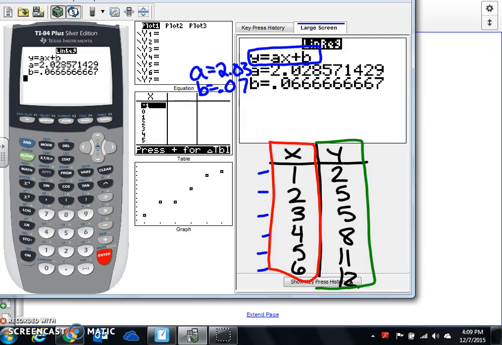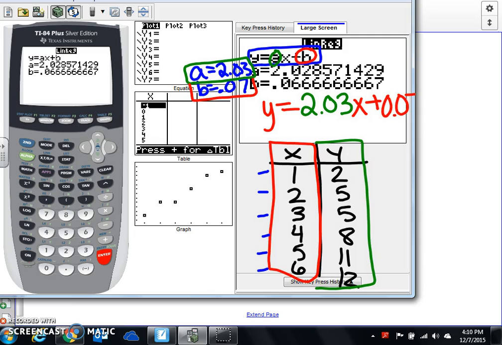For some reason, it should be y equals mx plus b. But all you're going to do is take these values. Here's my value for a. Plug it in there. Take my value for b. Plug it in here. So my linear regression equation is y equals 2.03x plus 0.07.